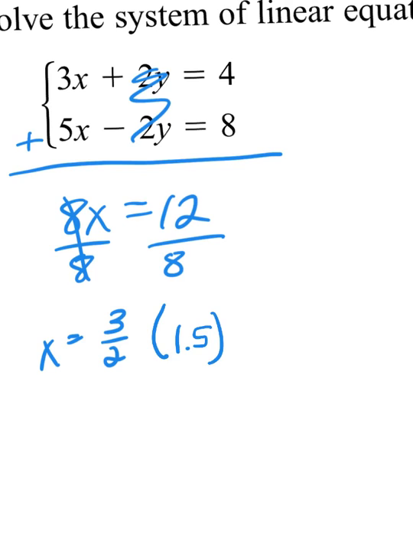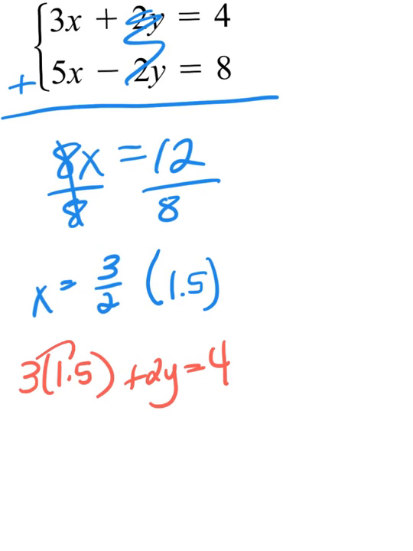Now that I found my x value, how do I find the y? You just plug in the x. Does it matter which equation? You can do either one. So I'm just going to say, okay, 3 times 1.5. Again, you could put 3/2 if you want to. Plus 2y equals 4. So 3 times 1.5 happens to be 4.5.